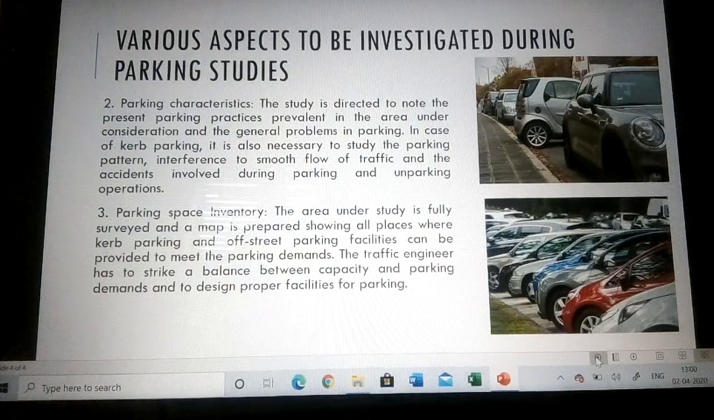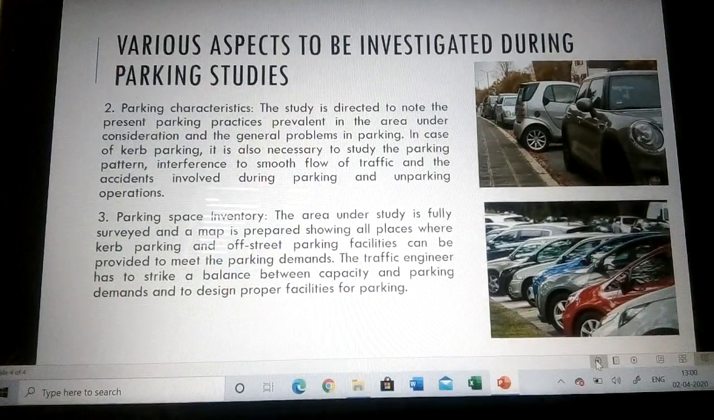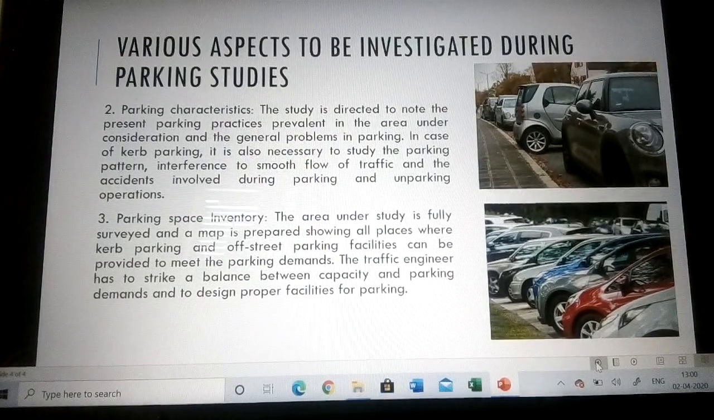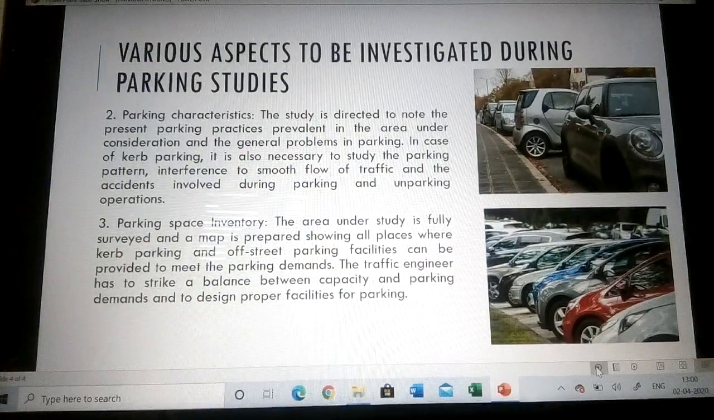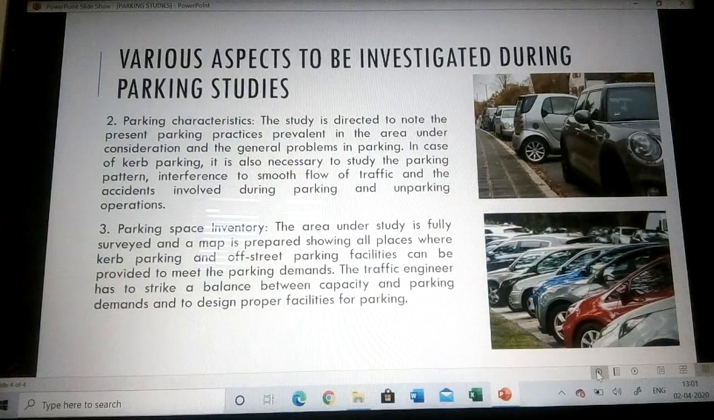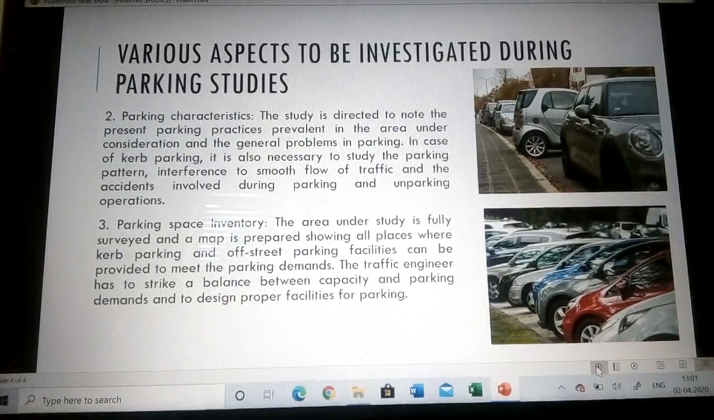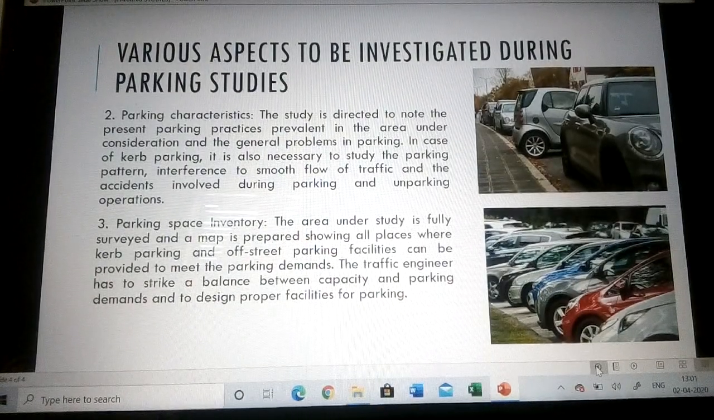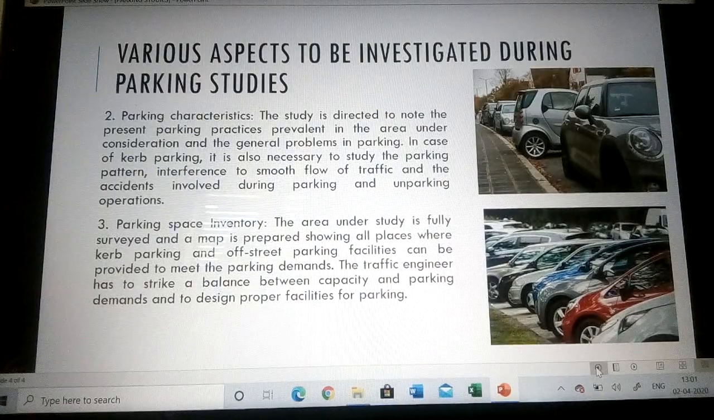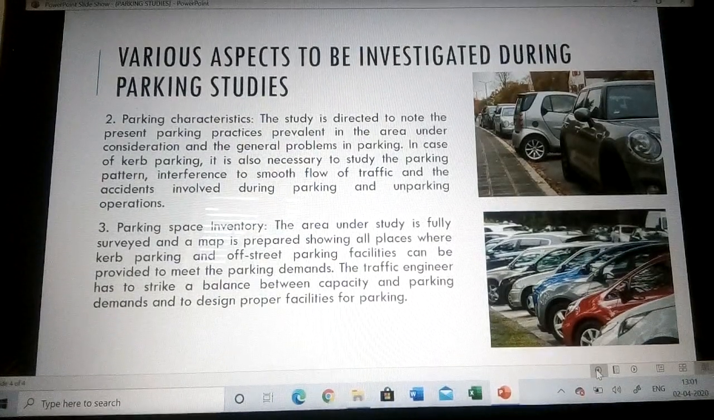It is also necessary to study the parking pattern and whether there is any interference with the smooth flow of traffic, and the accidents involved during parking and unparking operations. The third category that we must investigate is parking space inventory. The area under study is fully surveyed and a map is prepared showing all places where curb parking and off-street parking facilities can be provided to meet the parking demands.